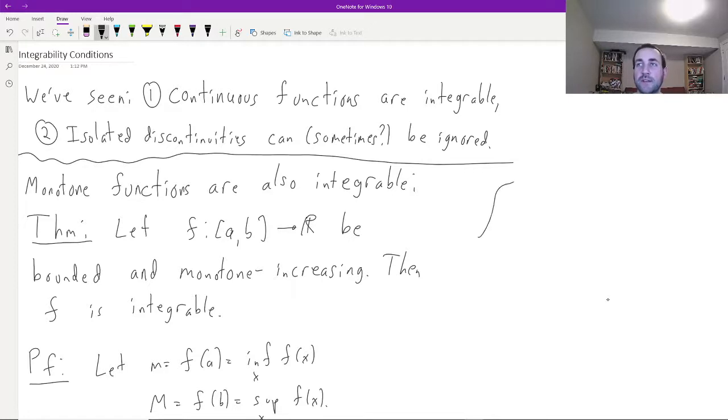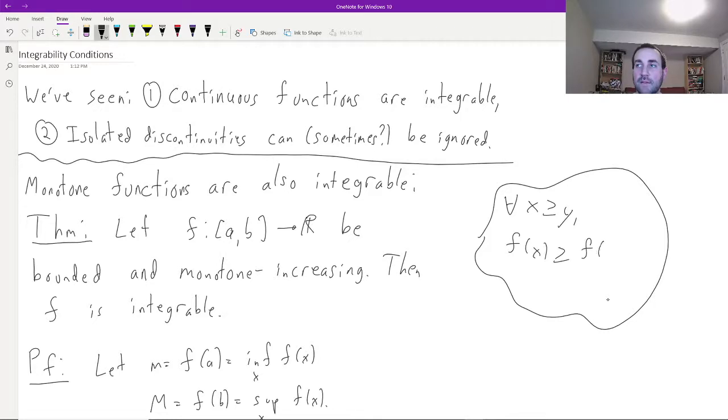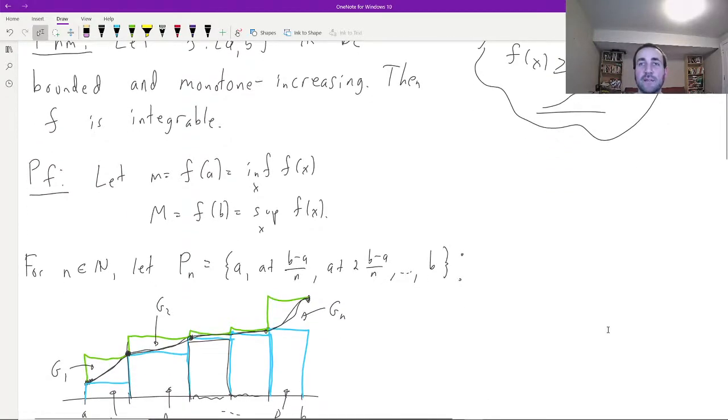So just as a quick reminder to people who perhaps haven't seen this definition before, we say that a function f is monotonely increasing if for all x bigger than or equal to y, f of x is bigger than or equal to f of y. In other words, the function is getting bigger as you move to the right, like that. So the theorem is as follows: if f is a bounded and monotone increasing function, then f is in fact integrable.